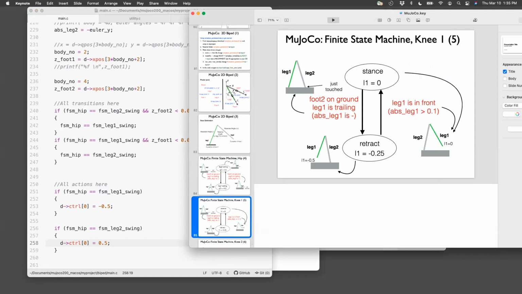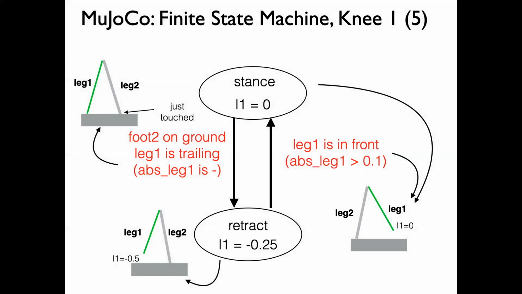Okay, so let's look at the knee state machine. We're going to consider just two phases in the knee state machine. There's going to be a stance and there's going to be retract. The stance is when the leg is fully extended, or L1 is 0. And retract is when the leg is shortened by 0.25, and that is to do ground clearance. So let's say that we're starting with leg 1 on the ground, so it's going to be in stance 1. And leg 2 is, let's say, in stance 1.